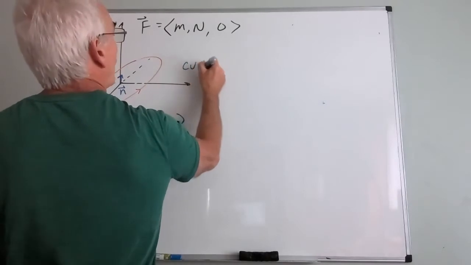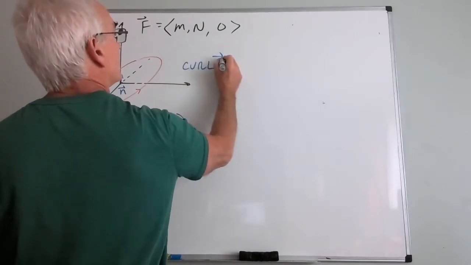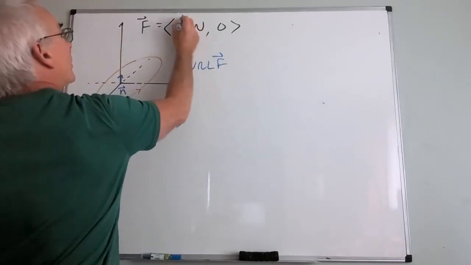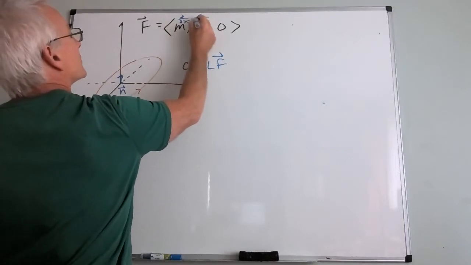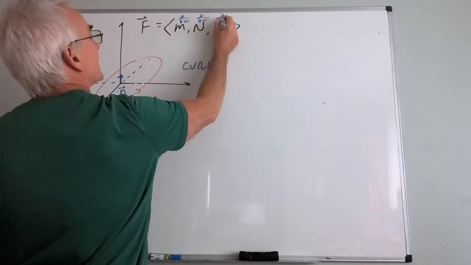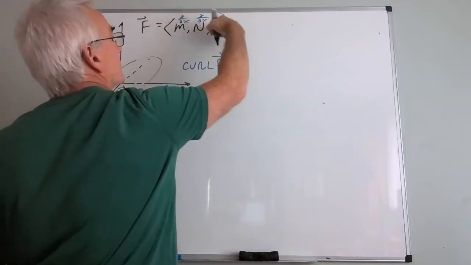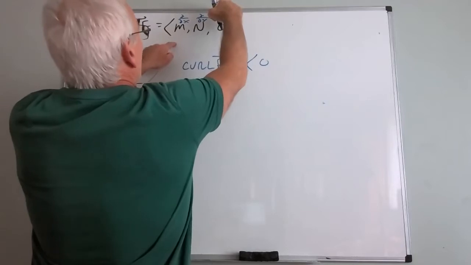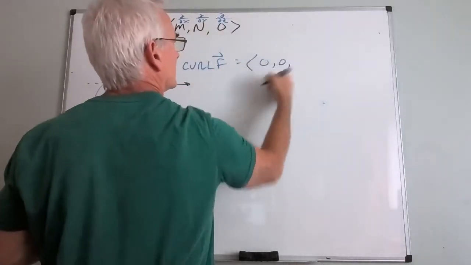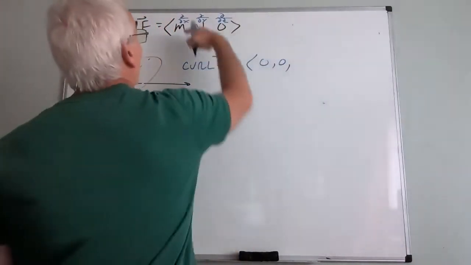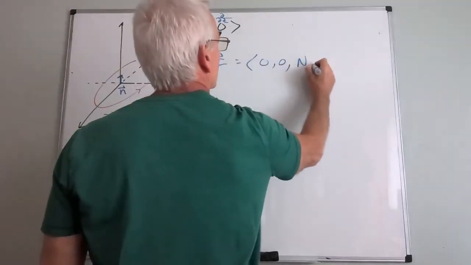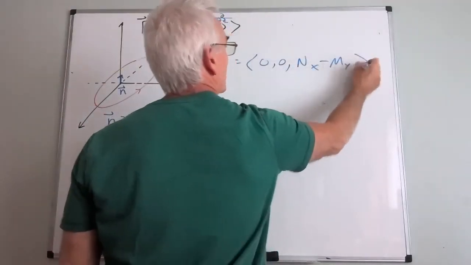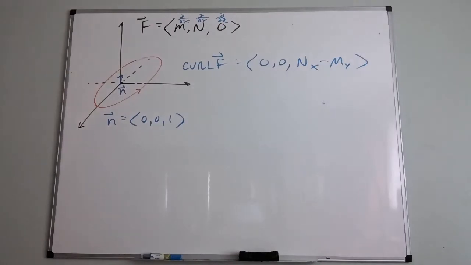Interestingly enough, what is the curl of F? Well, if I put my little partial with respect to X, partial with respect to Y, I'm lazy, I do it like this. 0 minus 0, 0 minus 0. Oh, the 0 vector? No. Nx minus My. Ah, that's the part in Green's theorem, isn't it?